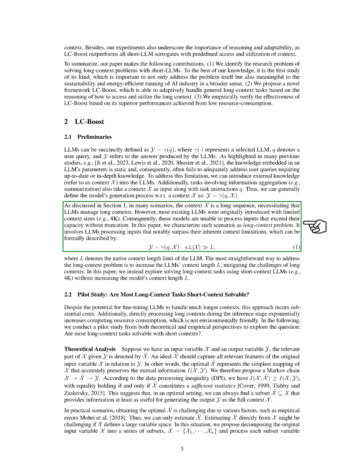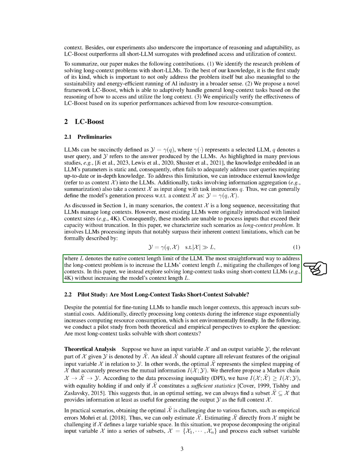In many cases, the context X is a long sequence, posing a challenge for LLMs designed with limited context sizes, e.g., 4K. This leads to the long context problem, where LLMs struggle to process inputs exceeding their context limit L. One way to tackle this issue is by increasing the LLM's context length L. However, in this paper, we explore solving long context tasks using short context LLMs, e.g., 4K, without extending the model's context length L. Despite the potential to fine-tune LLMs for longer contexts, it comes with high costs.